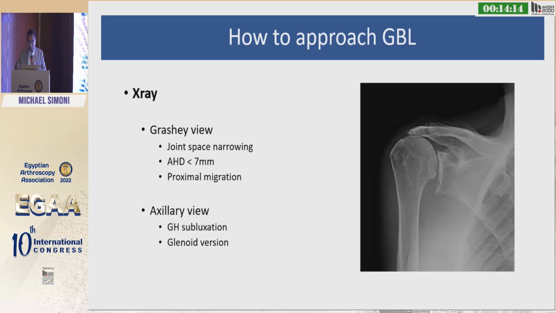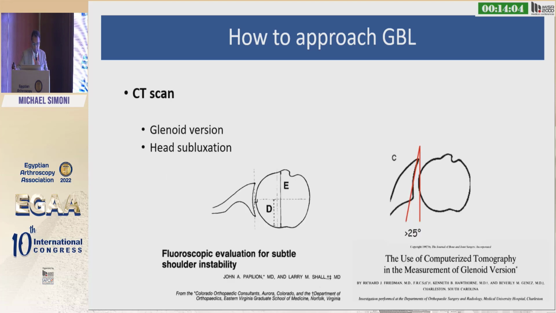My topic will cover the approach to glenoid bone loss and how to deal with it. First, you start with the X-ray, still the standard method. Then going to the very important tool of radiology, the CT. And from the CT, you have to have an idea about the glenoid version and the head subluxation.